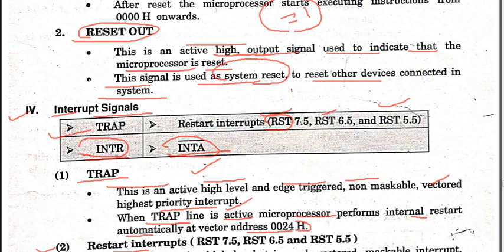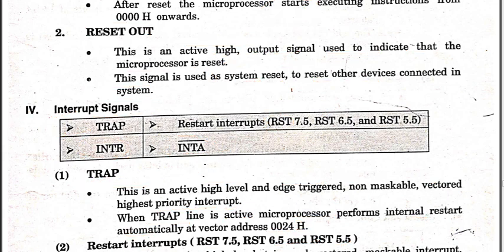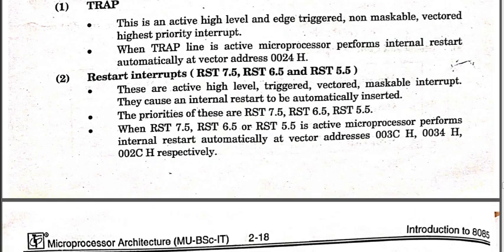Second one is the restart interrupts. RST means the restart. So there are 3 interrupts in restart: 7.5, 6.5 and 5.5. So all these 3 interrupts are active high level triggered, vectored interrupts. They cause the internal restart to be automatically inserted. The priorities of these RST 7.5, 6.5 and 5.5.